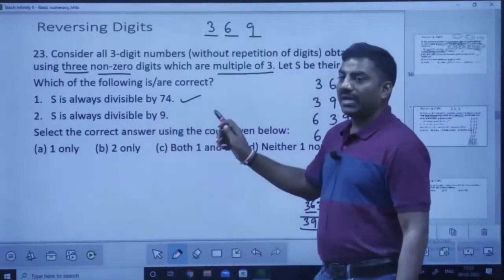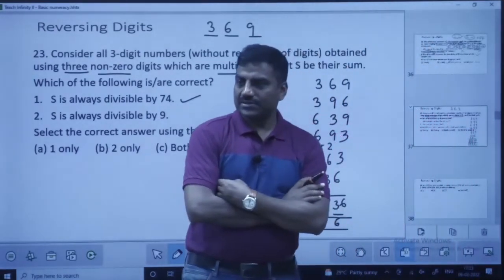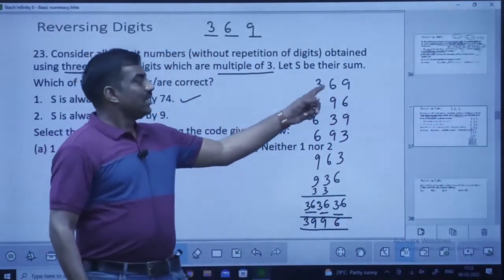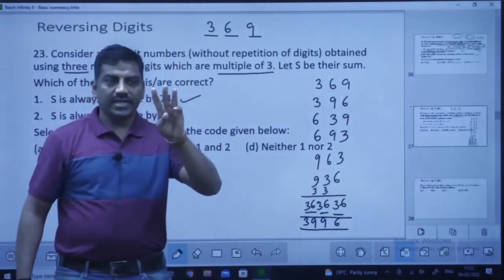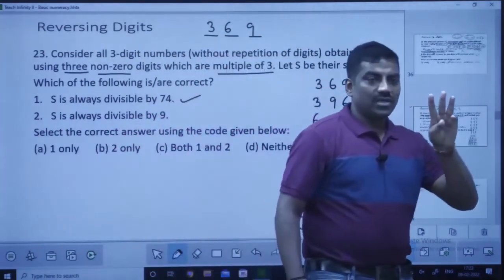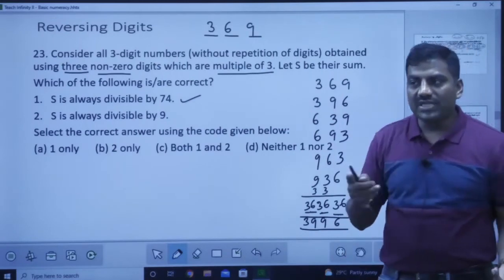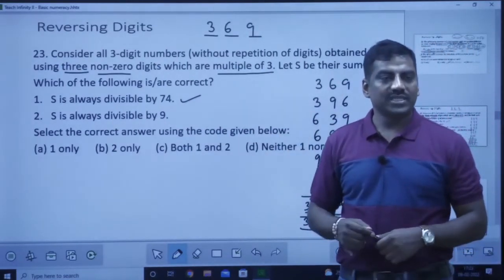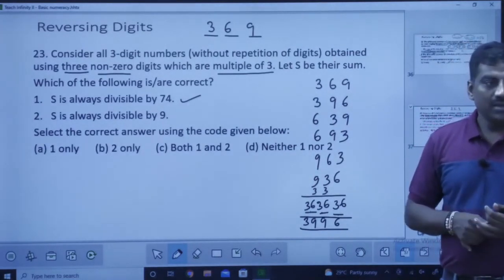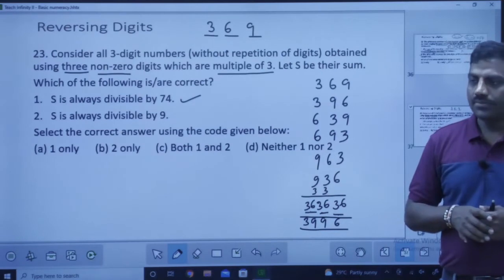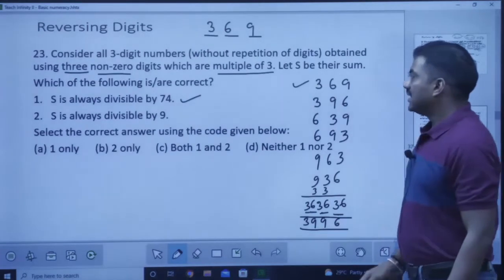S is always divisible by 9. Apply your brains. All the numbers that we have chosen are multiples of 3, correct? And what options we have? 3, 6 and 9. Make the sum of 3, 6 and 9. How much is it? 18. Again 1 plus 8, 9. So, take this number, isn't it divisible by 9?